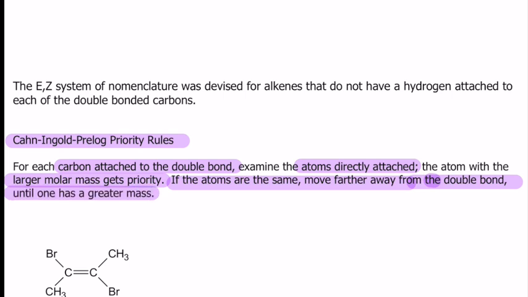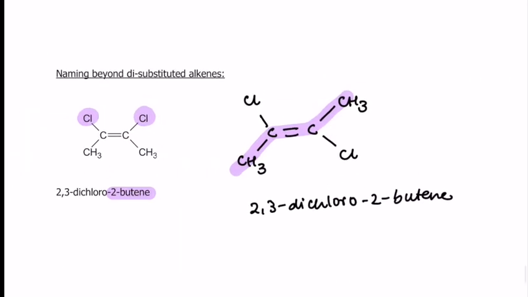If the atoms are the same, you move further away from the double bond until you find something that has a greater mass. So now, using this idea, let us go back to our original example and figure out which has the higher priority based on molar mass. The thing to remember here is that you will compare between atoms on the same side of the double bond. So, we'll compare these two and then we will compare these two for their higher priority according to the Cahn-Ingold-Prelog system of nomenclature. These two and these two.